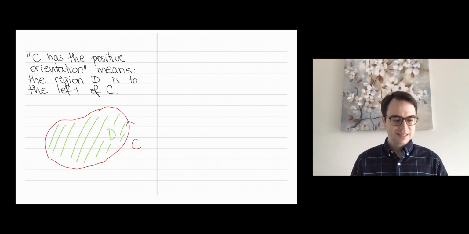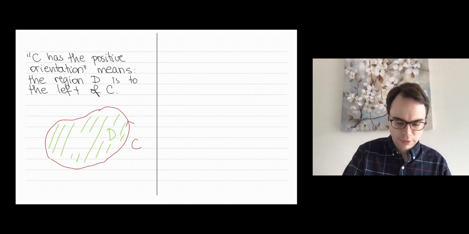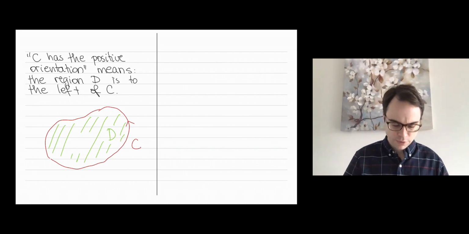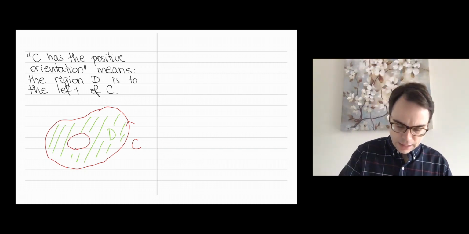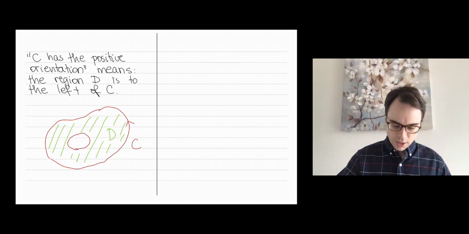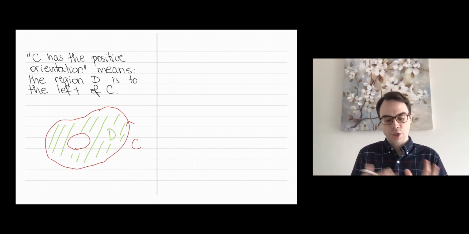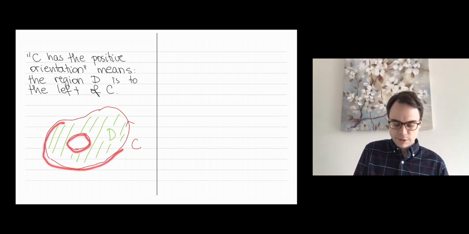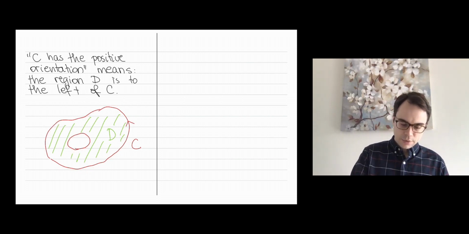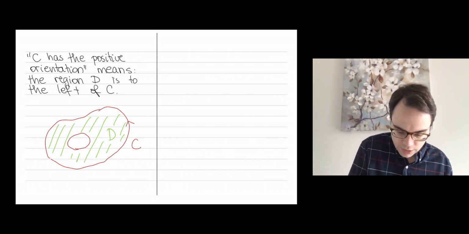Now, the reason I didn't simply say counterclockwise is because curves can have multiple components, right? Sometimes I put two curves together, and then the curve has two pieces. So maybe the best way to think about a curve with two pieces is to start with the region D, and then you can tell that its boundary curve has two pieces, right?